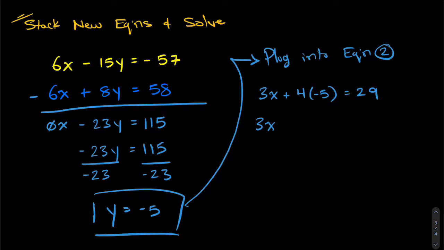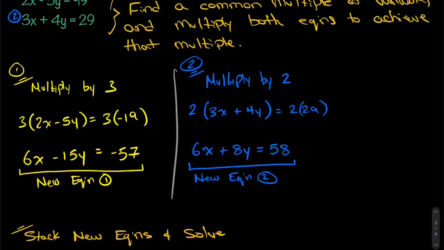So we solve for this. We get 3x plus 20, right? Going to move that 20 to the other side. So we get 9. And divide by 3, and what do we get for x? Ooh, did I do that right?